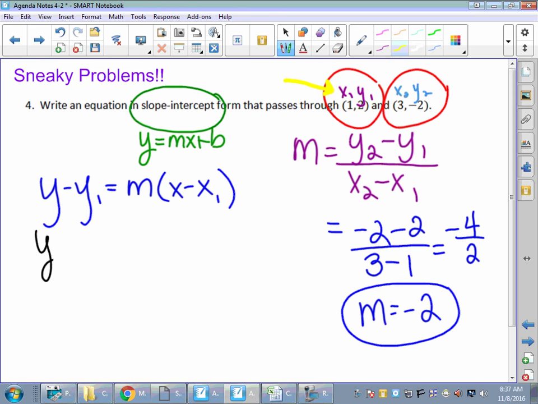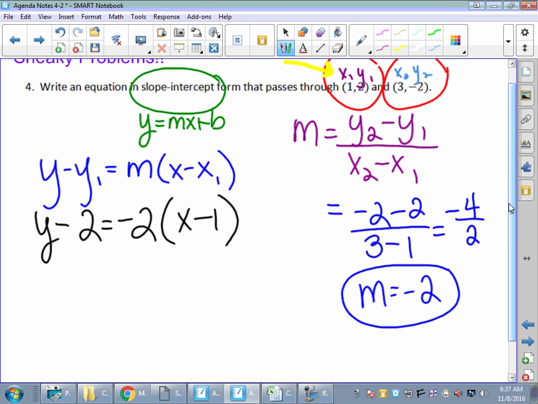So I'm going to do y minus 2 equals the slope that I found, negative 2, times x minus 1. So this is really nice. This is in point-slope form, but it asks me for slope-intercept. So slope-intercept says, look what form you need to do, distribute if necessary. We definitely need to distribute. There's no parentheses in slope-intercept.